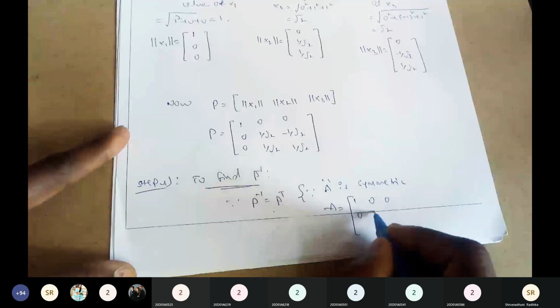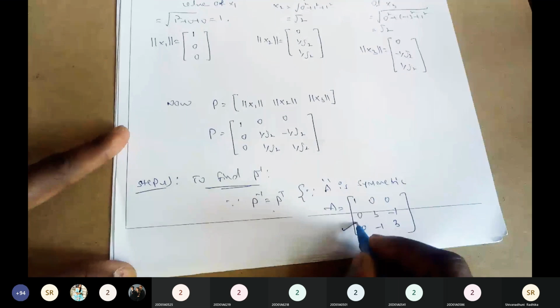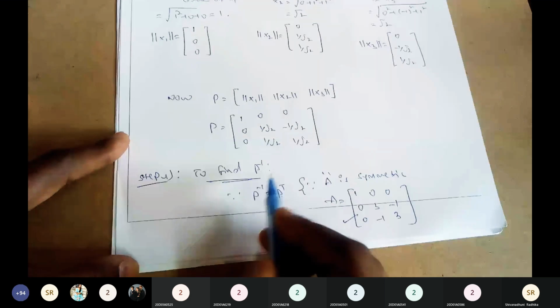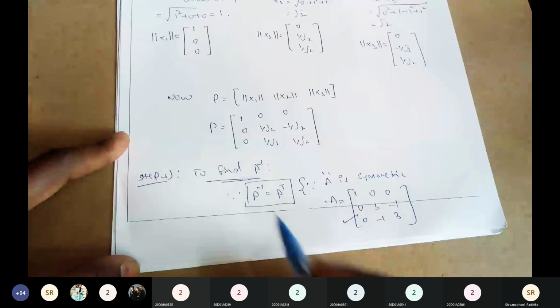It is clear. Now capital A is a symmetric matrix, so that's why we write P inverse equals to P transpose. So we don't use the basic inverse formula for calculating P inverse. Simply you can write it as P inverse equals to this P transpose. Is it clear?